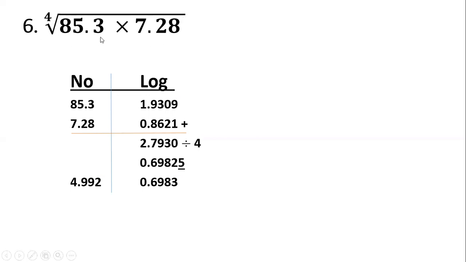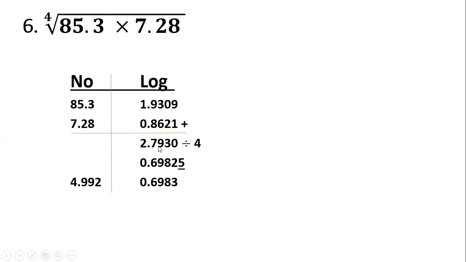Fourth root of 85.3 times 7.28. So 85.3, 81. Then you check from the table. 85 under 3 will give us 9309, then 7.28, 7 units, 0, 10 for 72 under 8, 8621. Addition, that's multiplication, you add. After adding, because you have to solve the one inside this root before you allow the addition to take place, we are going to have 10, 3, 9, 17, 2.